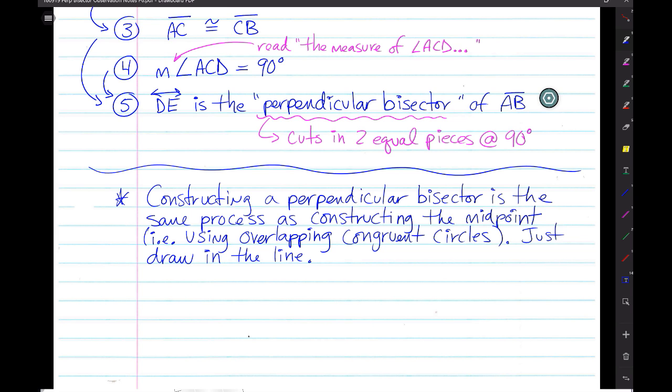So constructing a perpendicular bisector is the same process as constructing the midpoint. In fact, as we just saw from our logical progression, the midpoint actually flows from the fact that we're building the perpendicular bisector. So we're using these overlapping circles. All we need to do is just draw in that line.